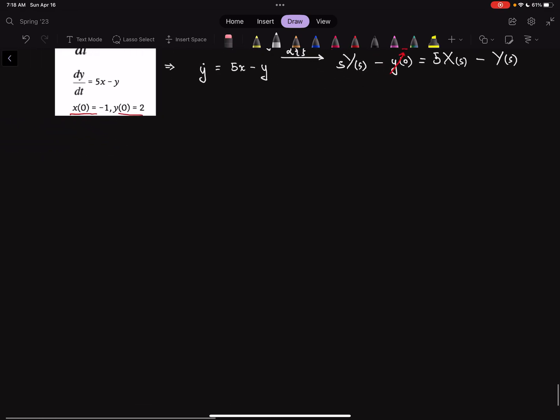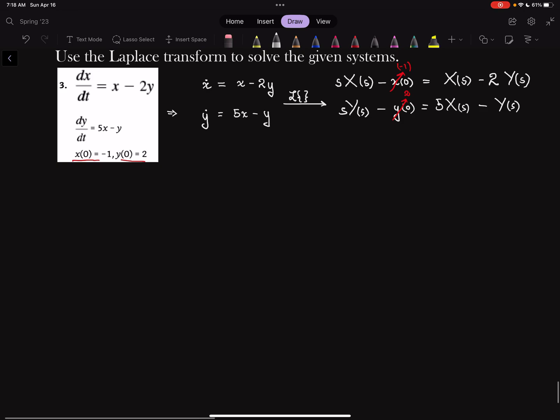So what do we have over here? Well, on the top one, if I subtract big X from both sides, I have s times big X minus X. Remember, these are functions of s, but I'm not going to write that s. And now we have that negative minus 1, which is positive 1, which we bring to the other side, so that becomes, again, -1. And then we have minus 2 times our big Y.